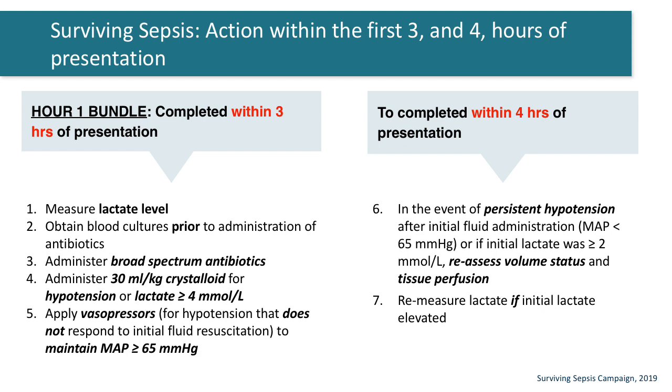Vasopressor should also be applied for those patients that are hypotensive and do not respond to initial fluid resuscitation, with the goal to maintain a mean arterial pressure of greater than or equal to 65 millimeters of mercury.